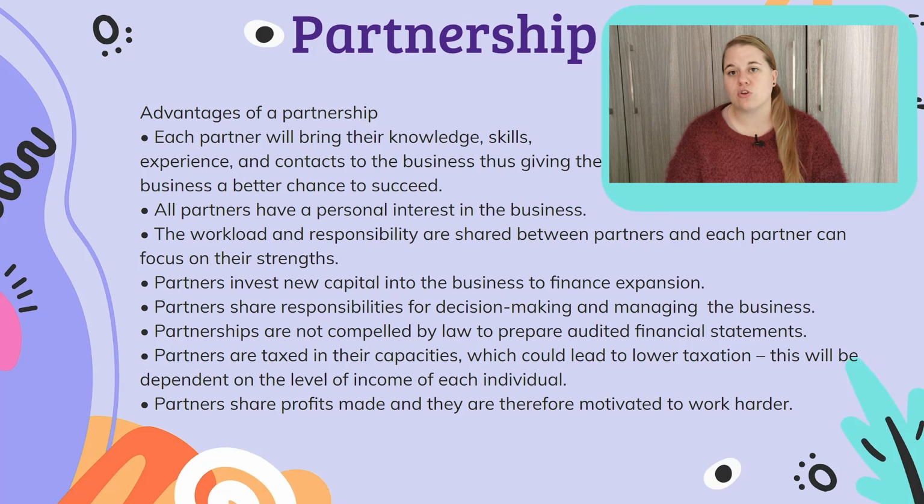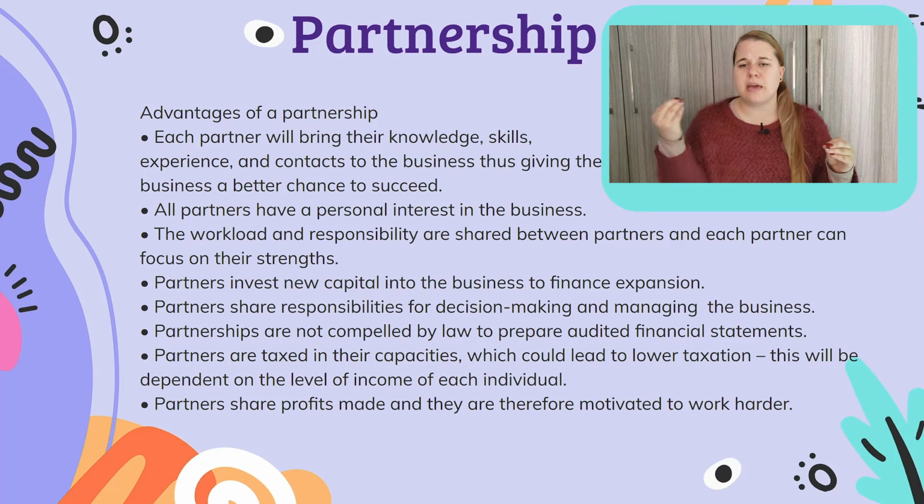Partners are taxed in their capacities, which could lead to lower taxation, and this will depend on the level of income from each individual. So just like a normal person working in a job, they get taxed on how much money they're making. This is exactly the same. So each owner is going to be taxed on the amount of income. So if you only receive 30% of the profits, well, you're only going to be taxed on that 30%. Whereas the other partner that's being taxed on 70%, obviously he's going to be paying more tax. But it could lead to less taxation in the long run.